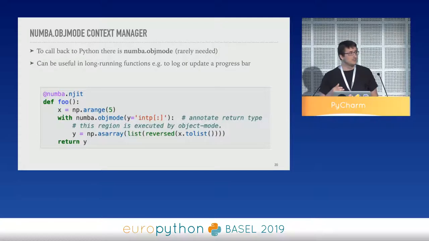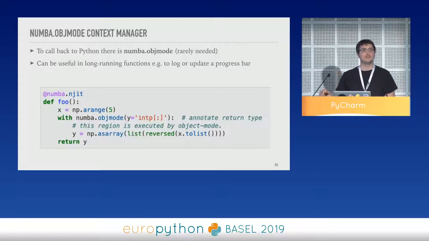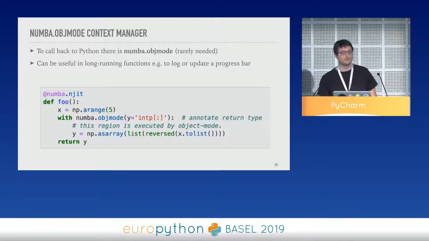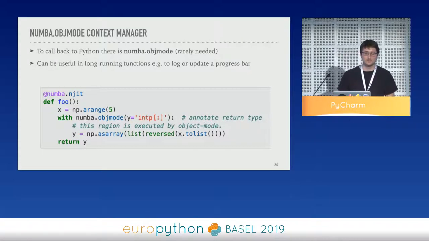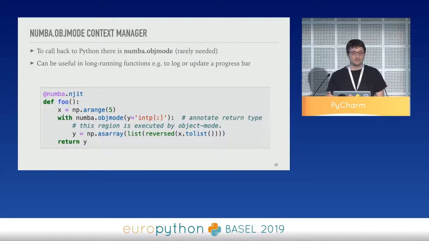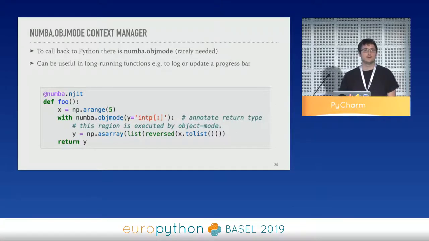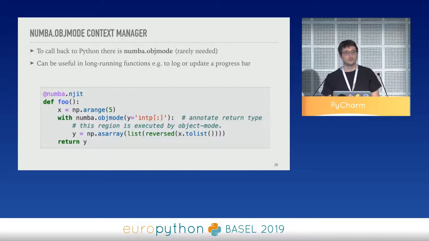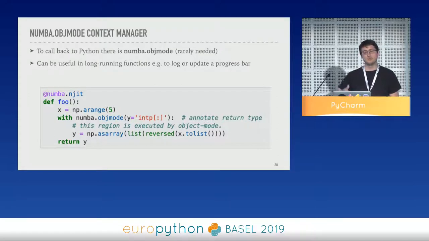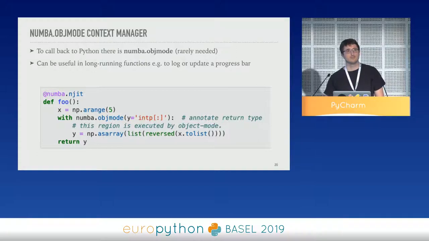If you actually do have a function where you need to go back and interact with the Python interpreter and Python objects, you can. And for this, you use the numba.objmode context manager. This is rarely needed, but it can be useful if you have a long-running function and you want to log the progress or update a Python progress bar, which is a Python object. Then you can say with numba.objmode, and inside this with statement, you can again interact with your Python session.